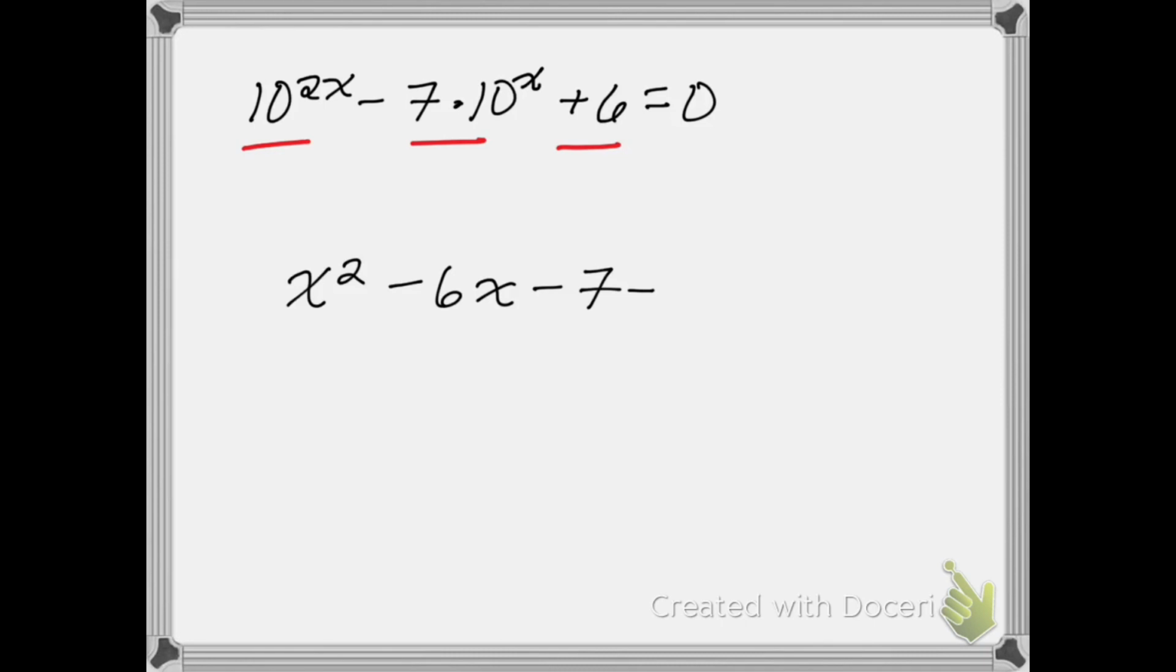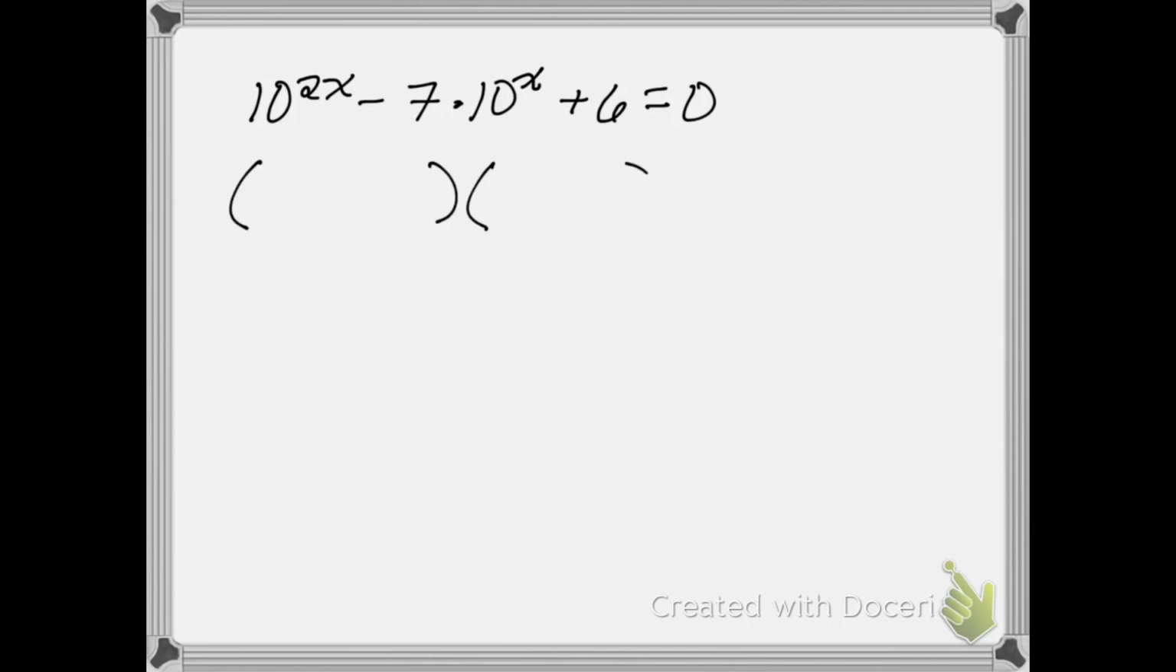I'm going to show how to use the method that we use for a quadratic with this, that, like I say, is in quadratic form. It's not exactly a quadratic. It wouldn't graph as a parabola, this expression, but it is in quadratic form. So I can set up this sort of binomial factoring that will allow me to solve this.